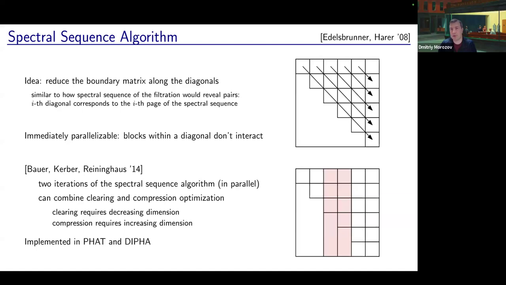This corresponds to decomposing your filtration by the value, by the radius. Because this is simply one radius, this is another radius, and so forth. Does that make sense?